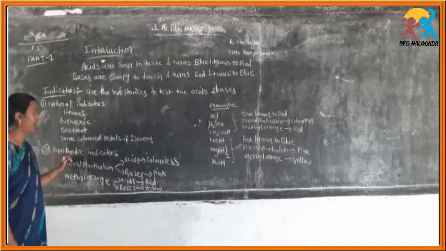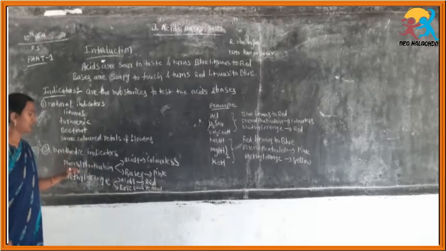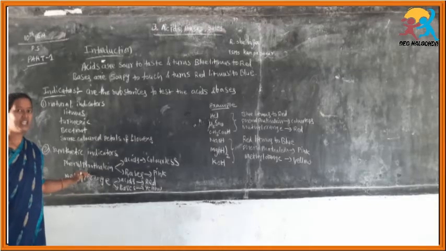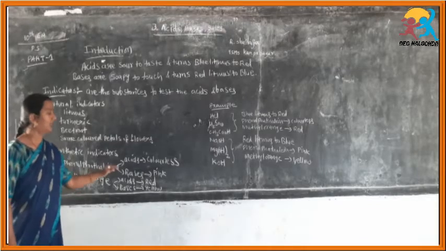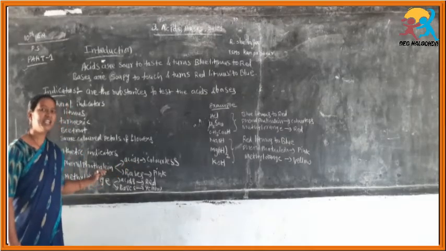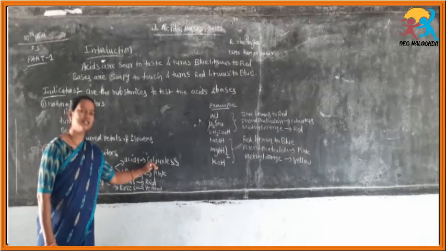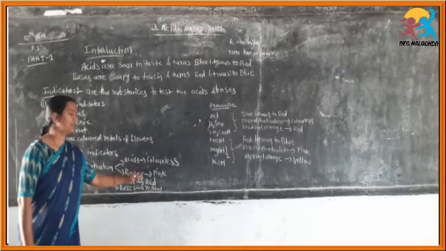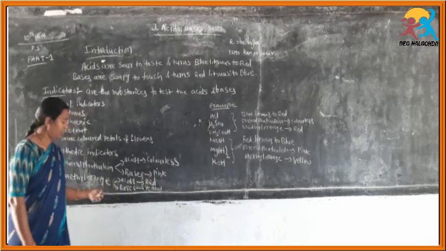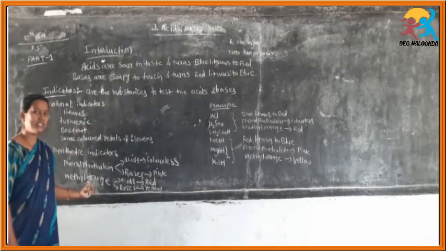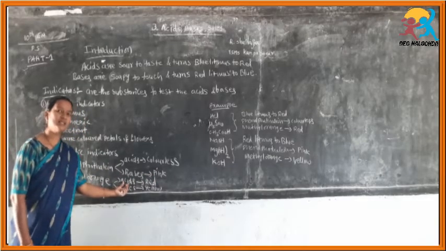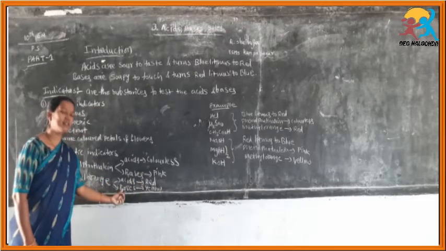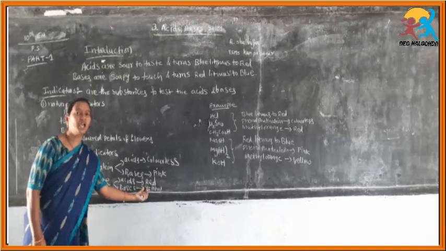The other indicators are synthetic indicators. They are phenolphthalein and methyl orange. With the phenolphthalein indicator, in acidic substances it is colorless, and in bases it shows a pink color. With the methyl orange indicator, acids show a red color, and basic substances show a yellow color.